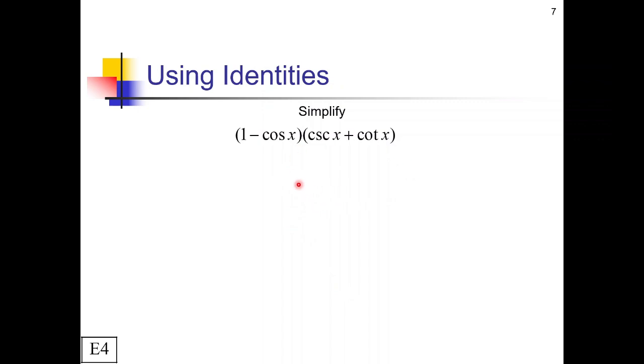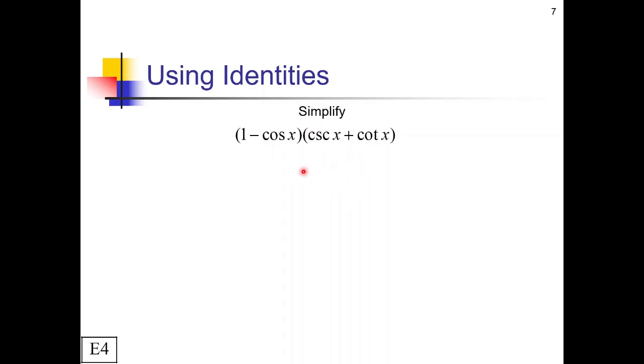All right, now this one has all 3 co-functions in it, right? Cosine, cosecant, cotangent. So that's kind of cool right off the bat. Unfortunately, there's no Pythagorean or angle identities that are going to help me out right now.